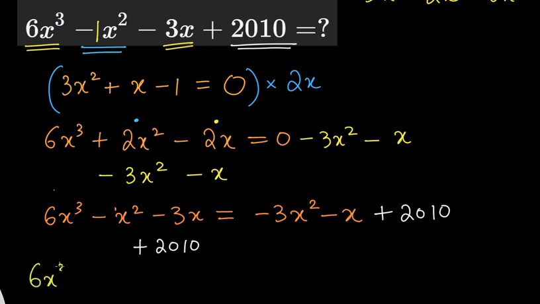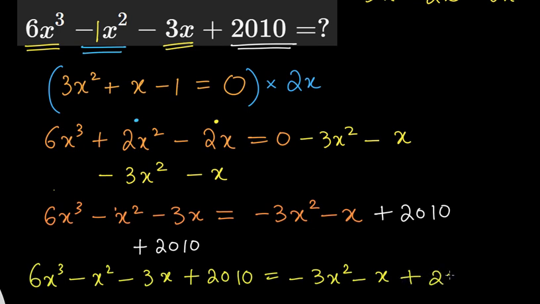So now, as you can see, we have the proper expression that we want. So we have 6x cube minus x square minus 3x plus 2010. This is the exact expression that we want to evaluate. So we have on the right hand side minus 3x square minus x plus 2010.